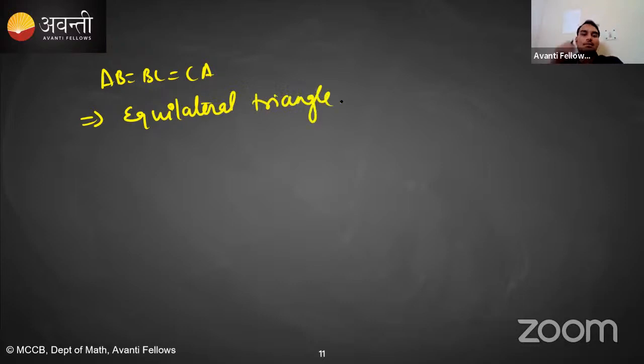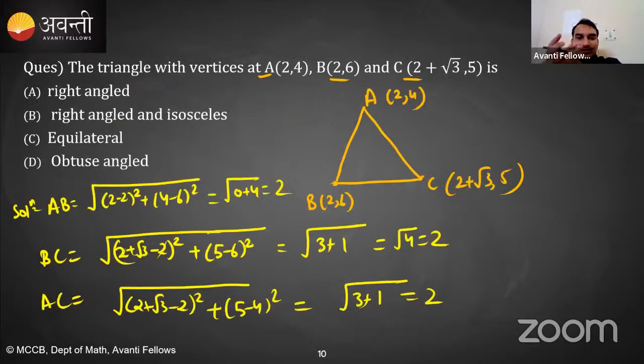So it was a simple application of the distance formula. If the triangle is equilateral, we can find it using the simple distance formula. Just find the length of the sides and you will get the answer, right? So option C is the correct one. Yes or no? Is there any doubt, students, in this question? Okay. If everything is clear, shall we proceed further?